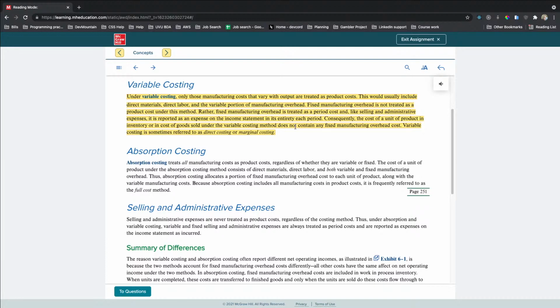Consequently, the cost of a unit of product in inventory or in cost of goods sold under the variable costing method does not contain any fixed manufacturing overhead costs. Goes into fixed manufacturing overhead cost. Variable costing is sometimes referred to as direct costing or marginal costing. All right.